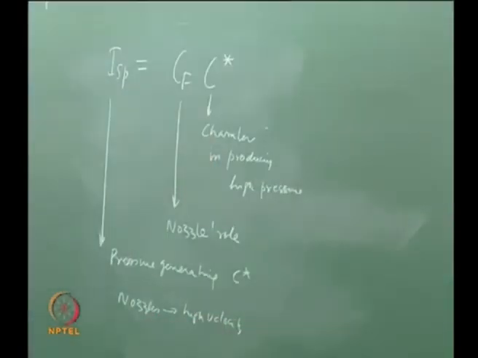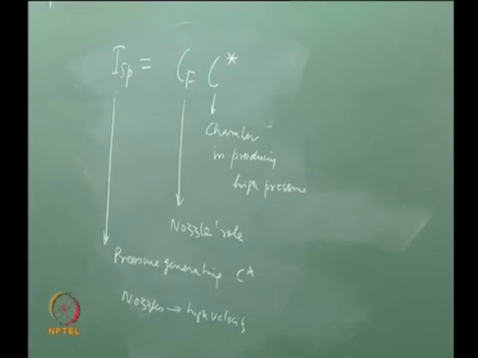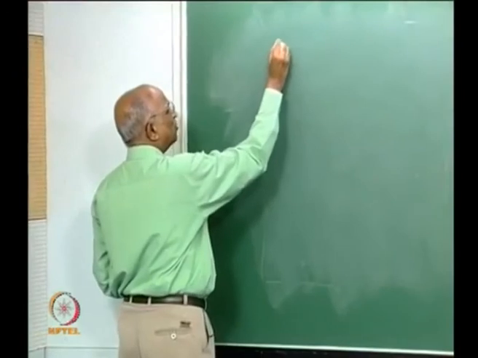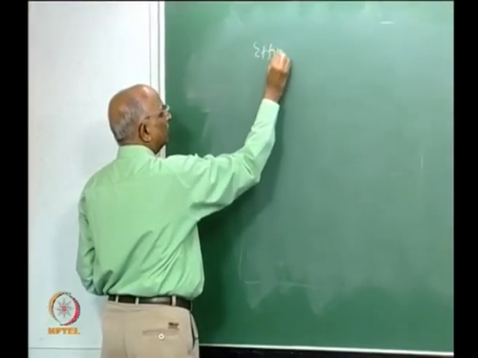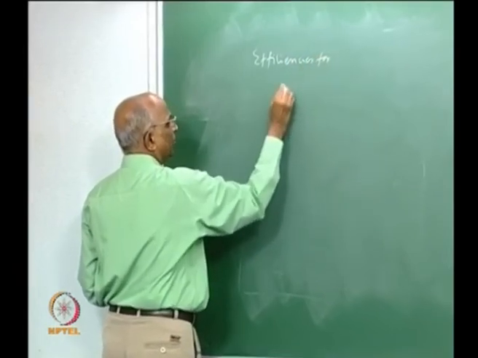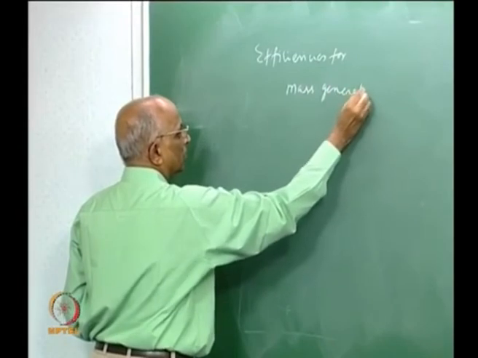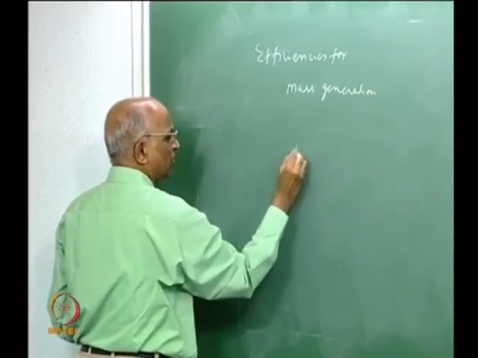But you know what we have done so far is all ideal, one dimensional and all that. Therefore, it is necessary for me to go back and ask myself, everything cannot be ideal. Therefore, there has to be something like some efficiencies, and therefore can I talk in terms of efficiencies for mass generation and efficiencies for thrust.